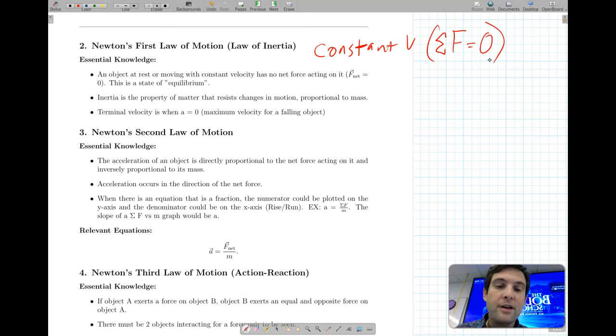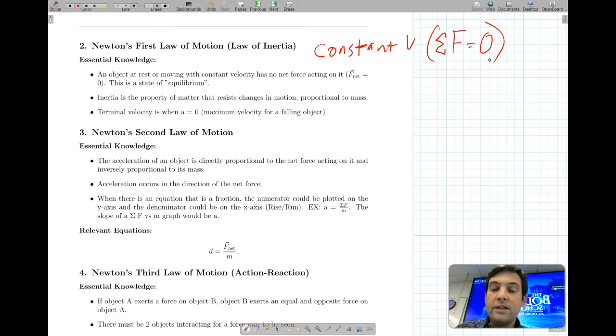Inertia is the property of matter that resists changes in motion. It's proportional to mass. The more massive an object is, the less likely it is going to want to move. Push a refrigerator. A refrigerator's got a lot of mass. That means it has a lot of inertia, a lot of resistance to start or stop moving.